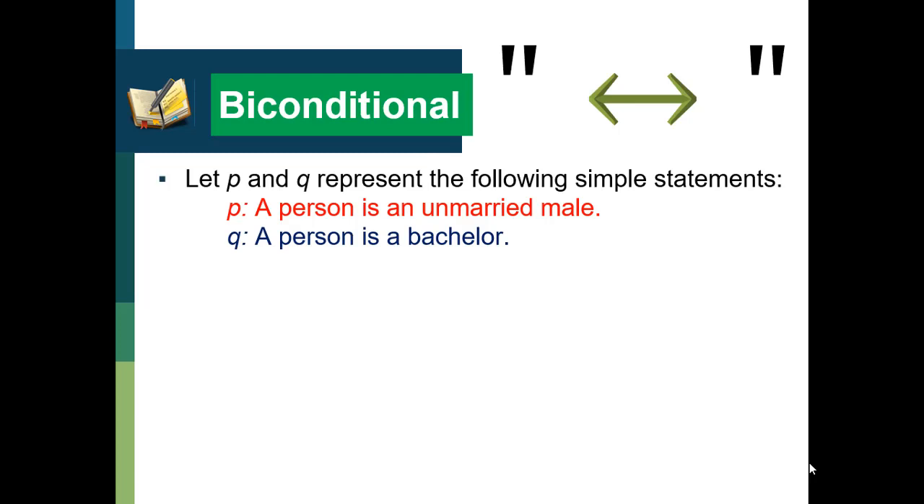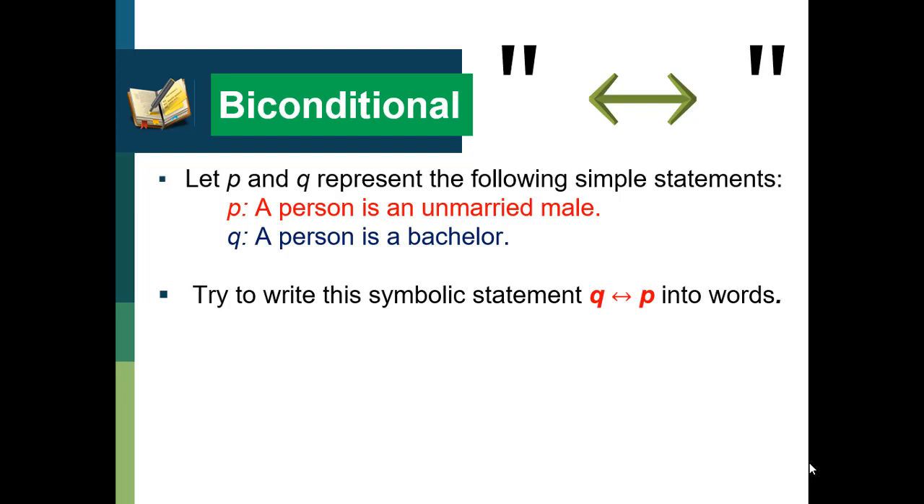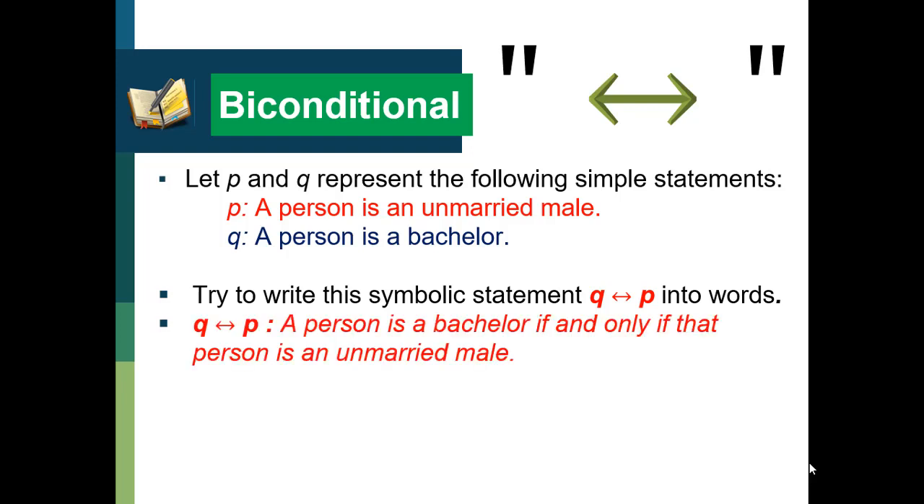For certain examples, let P and Q represent these simple statements. P, a person is an unmarried male. Q, a person is a bachelor. Now, if you're going to write Q if and only if P into words, how are you going to do that? This time, you're not using if-then anymore. Just write the second statement, a person is a bachelor, introduce if and only if, then write the first statement, a person is an unmarried male. So here it is. A person is a bachelor if and only if that person is an unmarried male.